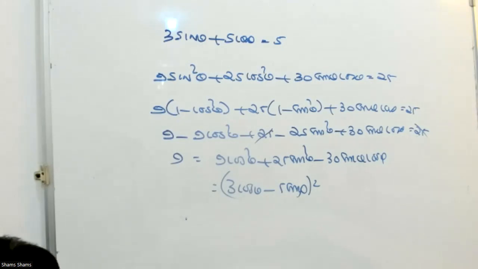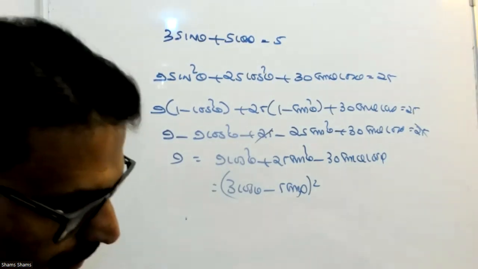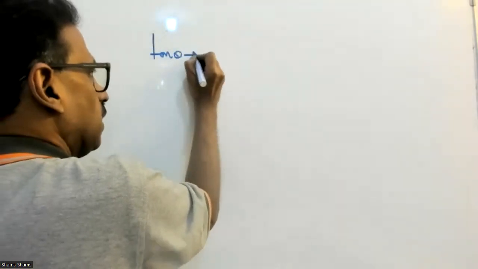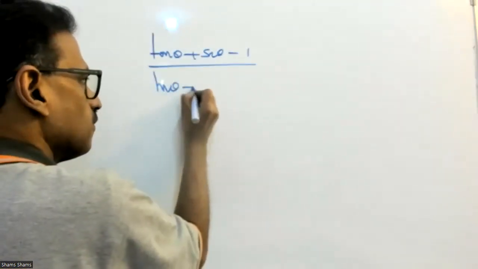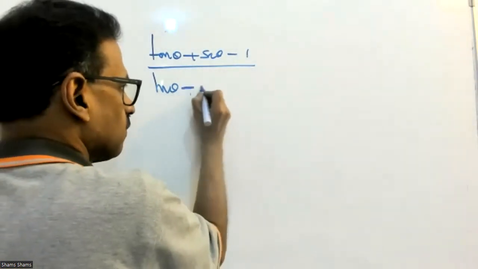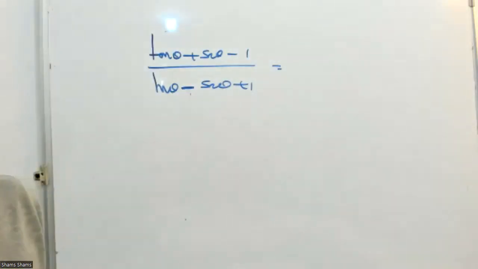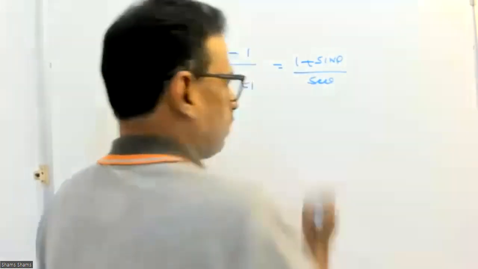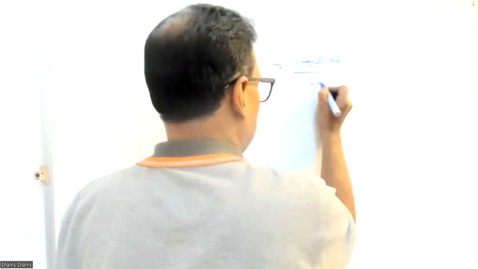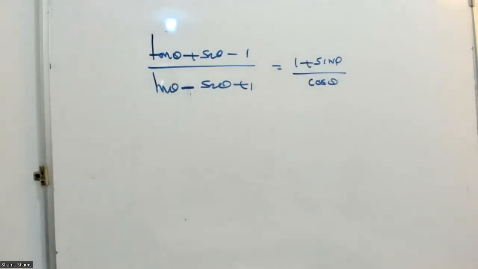Okay, next question. This is a star question. Tan theta plus sec theta minus 1 divided by tan theta minus sec theta plus 1 equal to (1 plus sin theta) by cos theta. Okay, look at here. Star question is one: tan theta plus sec theta minus 1 divided by tan theta minus sec theta plus 1 equal to (1 plus sin theta) by cos theta.